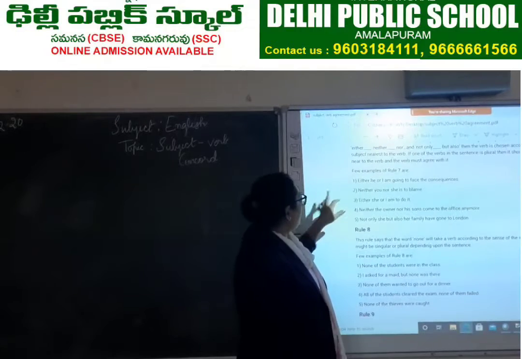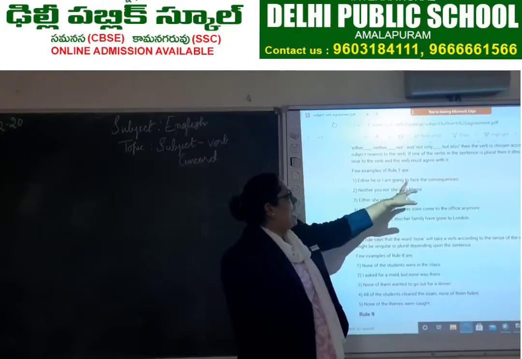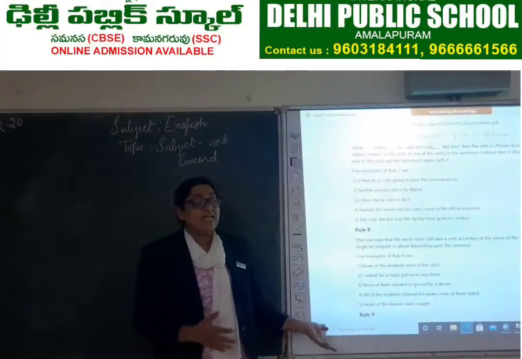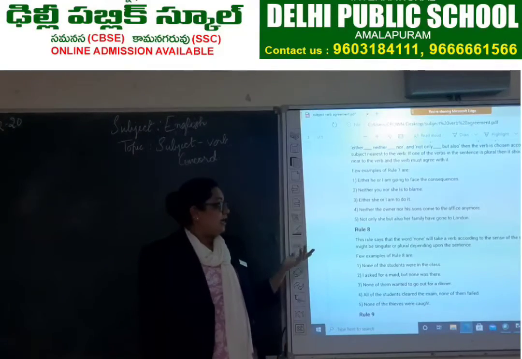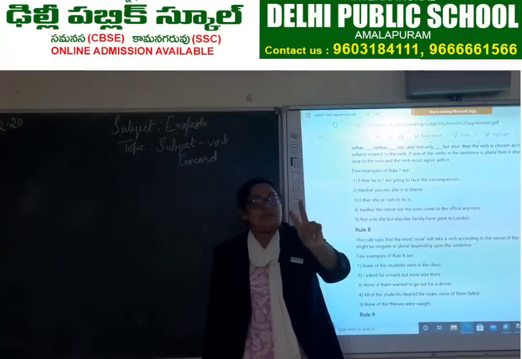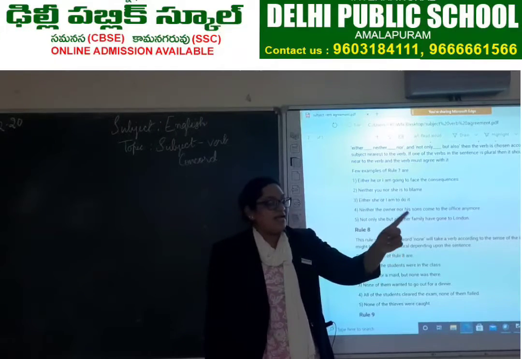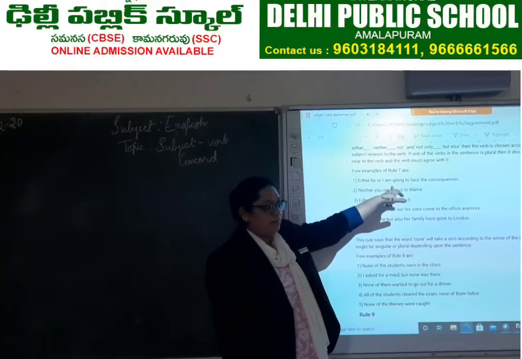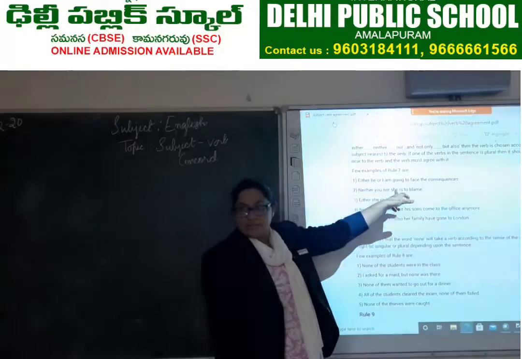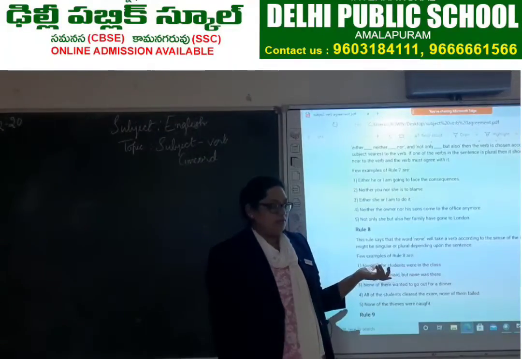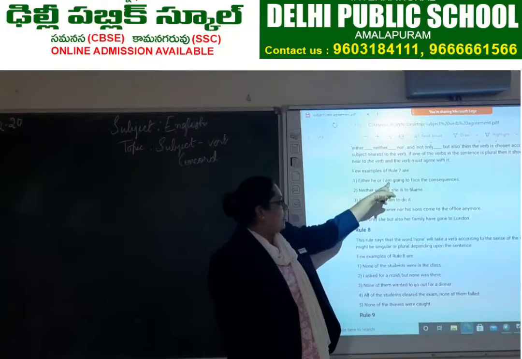So the same with here. See, either he or I am going to face the consequences. Either he or I. So it could be either of them. Either means any one. So that's singular again. That's how you are using am. Am is a singular form of the verb. So that's why you are using am here.